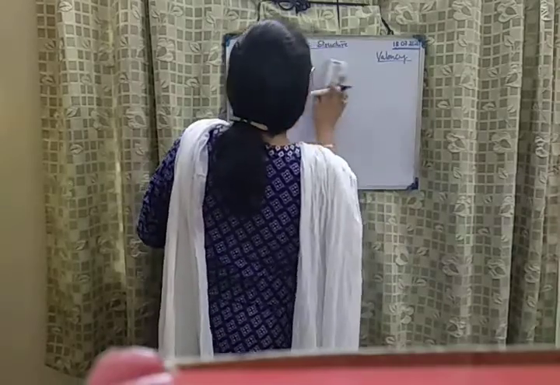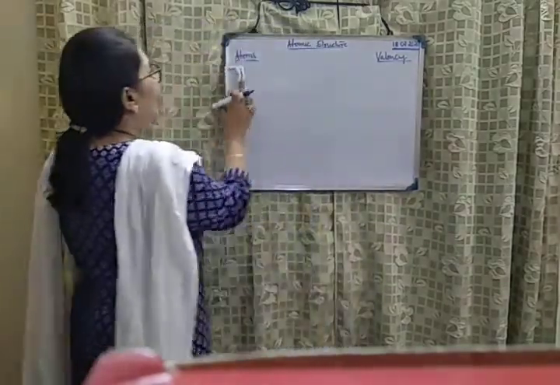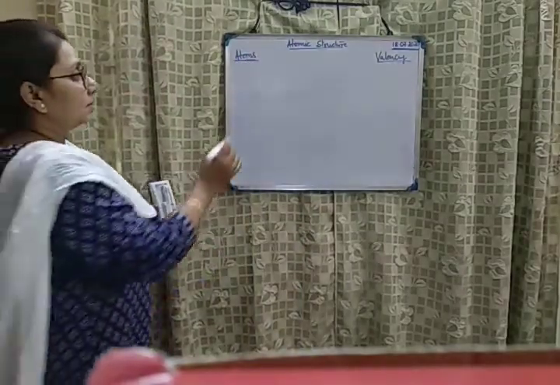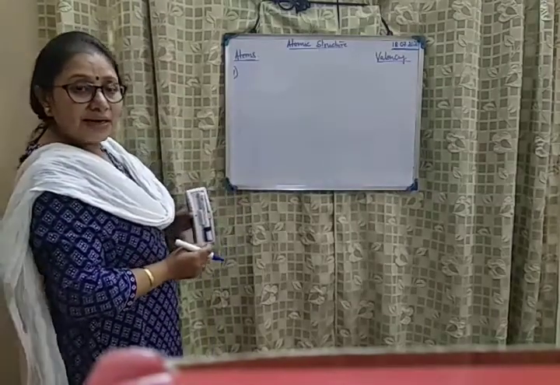Valency of an element is the combining capacity of the atoms of an element. This we can express in 2 ways. 1, valency is the combining capacity.